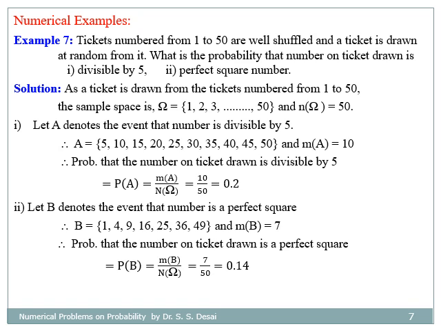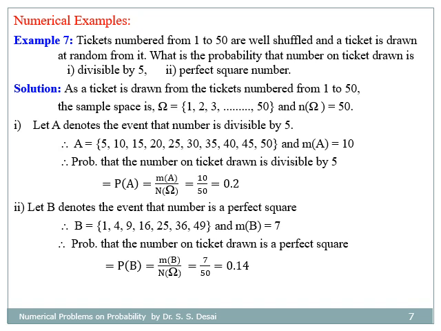Tickets numbered from 1 to 50 are well shuffled and a ticket is drawn at random. What is the probability that the number on the ticket drawn is divisible by 5? And in the second part, is a perfect square. For the solution, as a ticket is drawn from the tickets numbered from 1 to 50, the sample space will contain the numbers 1, 2, 3 up to 50. That means there are 50 possible numbers to come up, and hence n(Ω) is equal to 50.